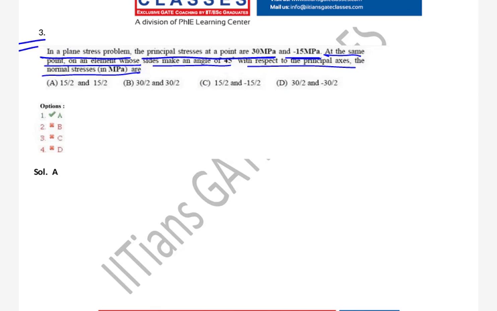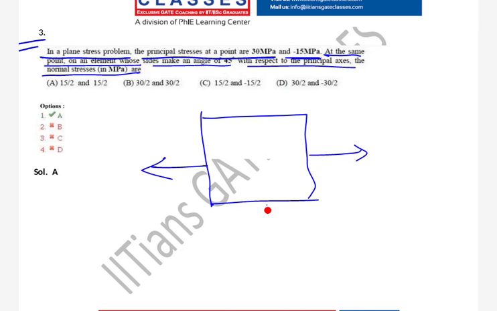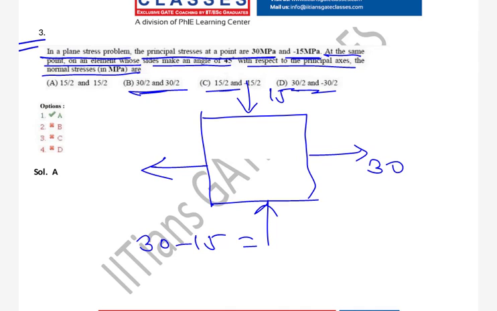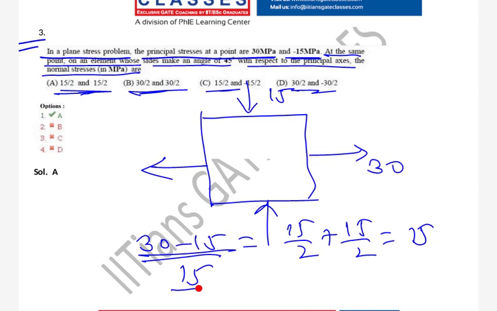So what you guys see, they have given one stress element where my normal stress is 30 and another is minus 15. So my shortest way is what? This 30 minus 15, you can add, and you'll see the only option A will be given by what? 15 by 2 plus 15 by 2 is what? 15, and this is also 15.